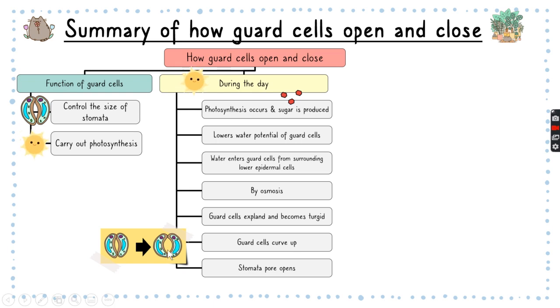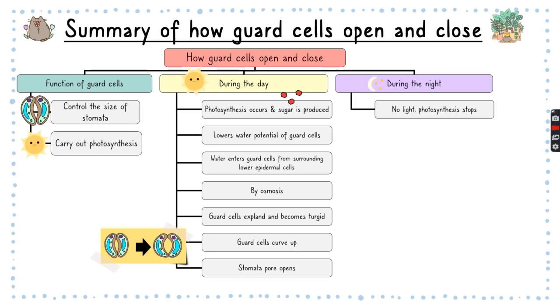They get curved up because actually the inner wall over here of the guard cells is much thicker. So as they become more turgid, the stomatopore will open much bigger. And then therefore, if the pores are bigger, that means that more water vapor can actually diffuse out.